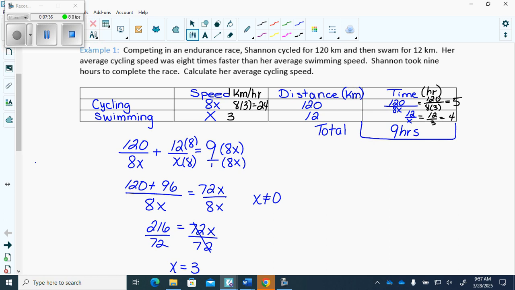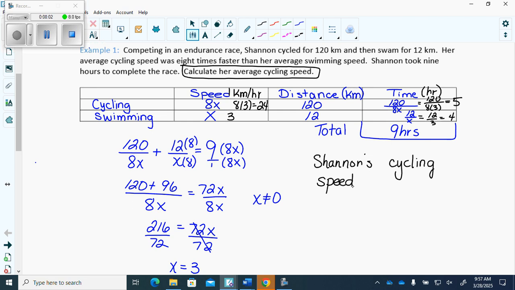So let's go find out, because a lot of people just say, oh, x equals 3, and then they're done. Well, unless they're asking for the swimming speed, you're actually wrong, right? So what is it asking? Calculate her average cycling speed is what they want. So Shannon's cycling speed is 24 kilometers per hour.